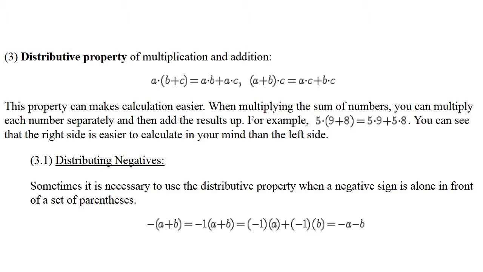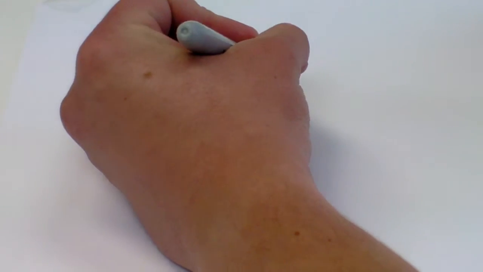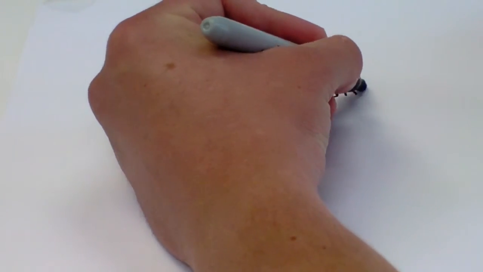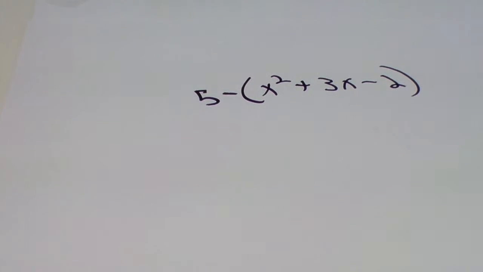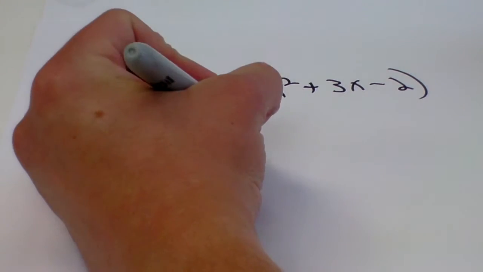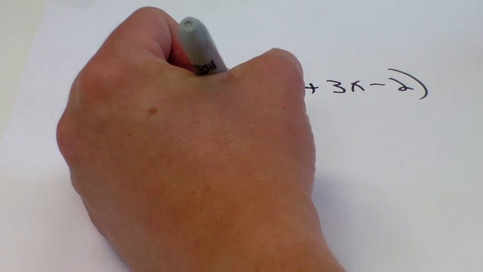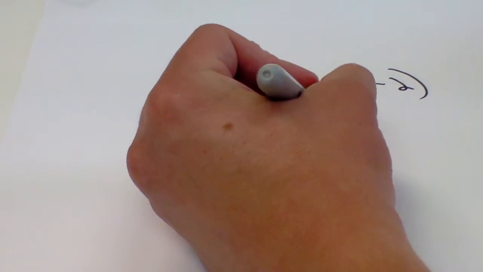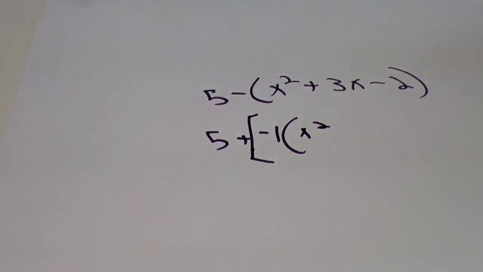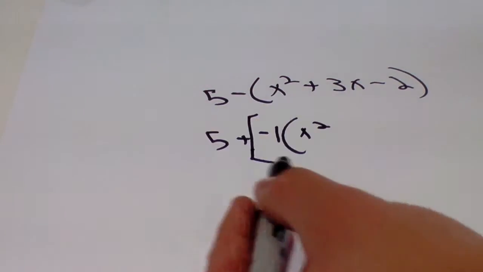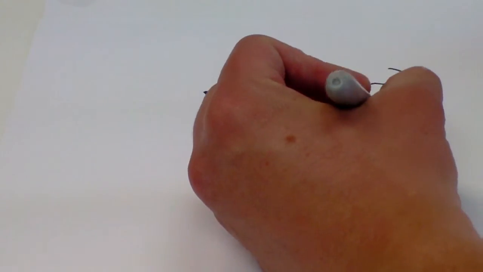negatives. Let's say I'm given 5 minus the quantity x squared plus 3x minus 2. Okay, you might get something like this in algebra. Well, how can we use the distributive property to rewrite what we have here? We can rewrite this expression, first of all, by saying 5 plus negative 1 times this whole thing, right? Because subtracting is the same as adding a negative, right? So we've got negative 1 times x squared plus 3x minus 2.